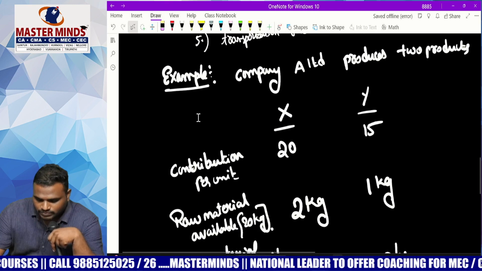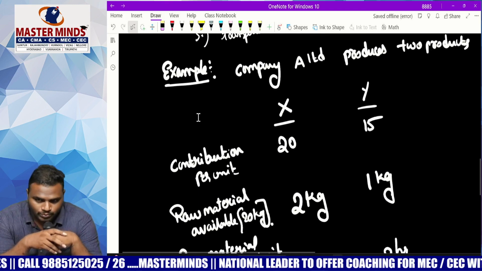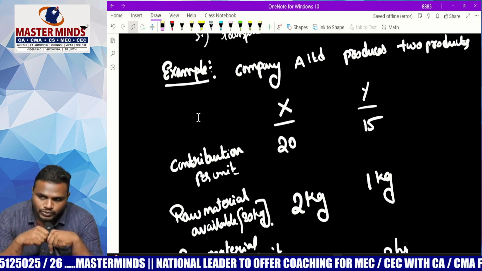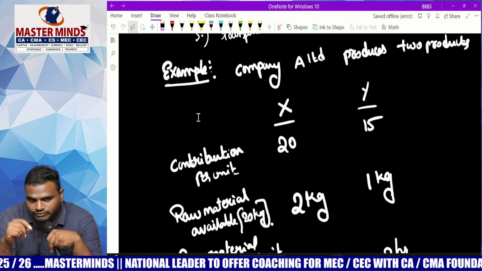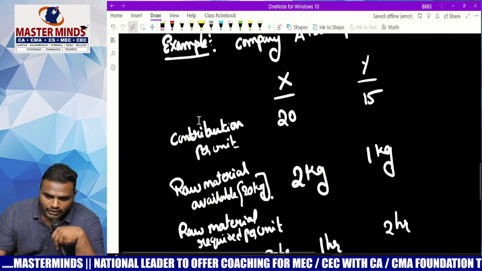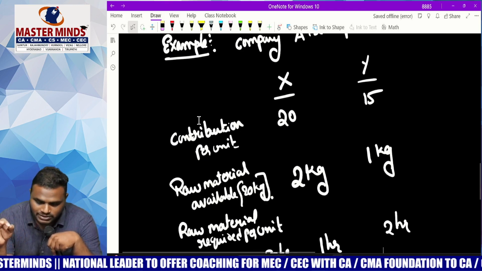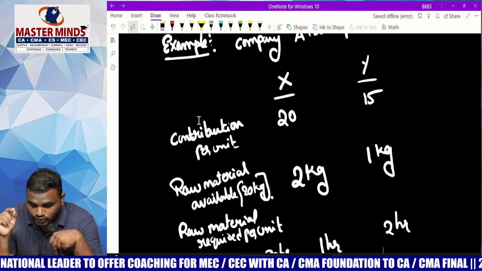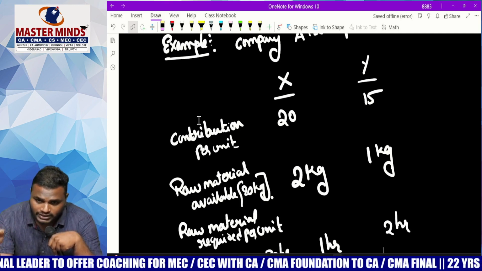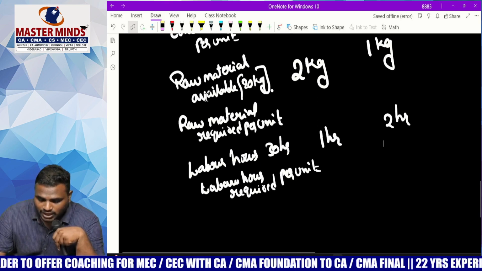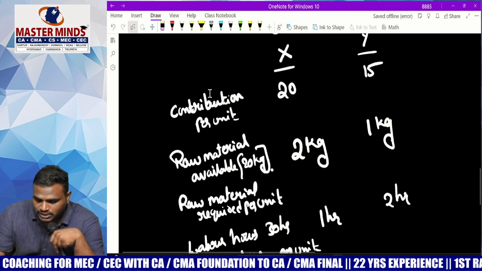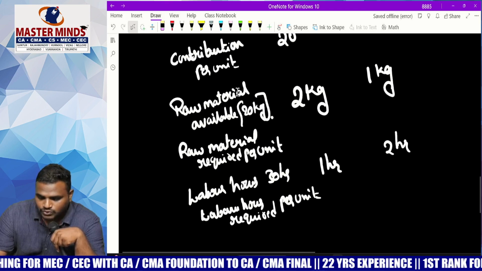Now see here, there is a company A Limited which produces two products, X and Y. The contribution per unit from X is 20 rupees, Y 15 rupees. Raw material available within the company is 2 kgs for X and 20 kgs for Y. Raw material required for 1 unit is 2 kgs for X and 1 kg for Y. Total labor hours available are 30 hours. Labor hours required to produce X is 1 hour and Y 2 hours.